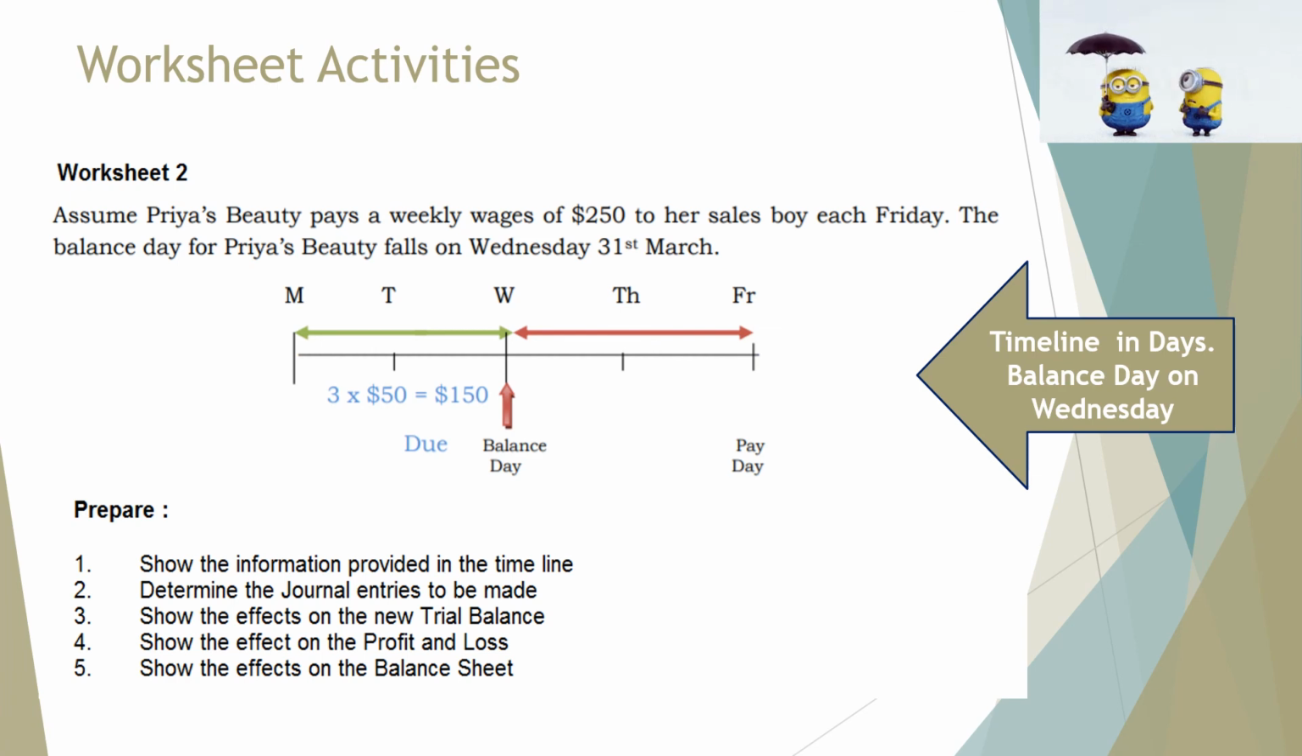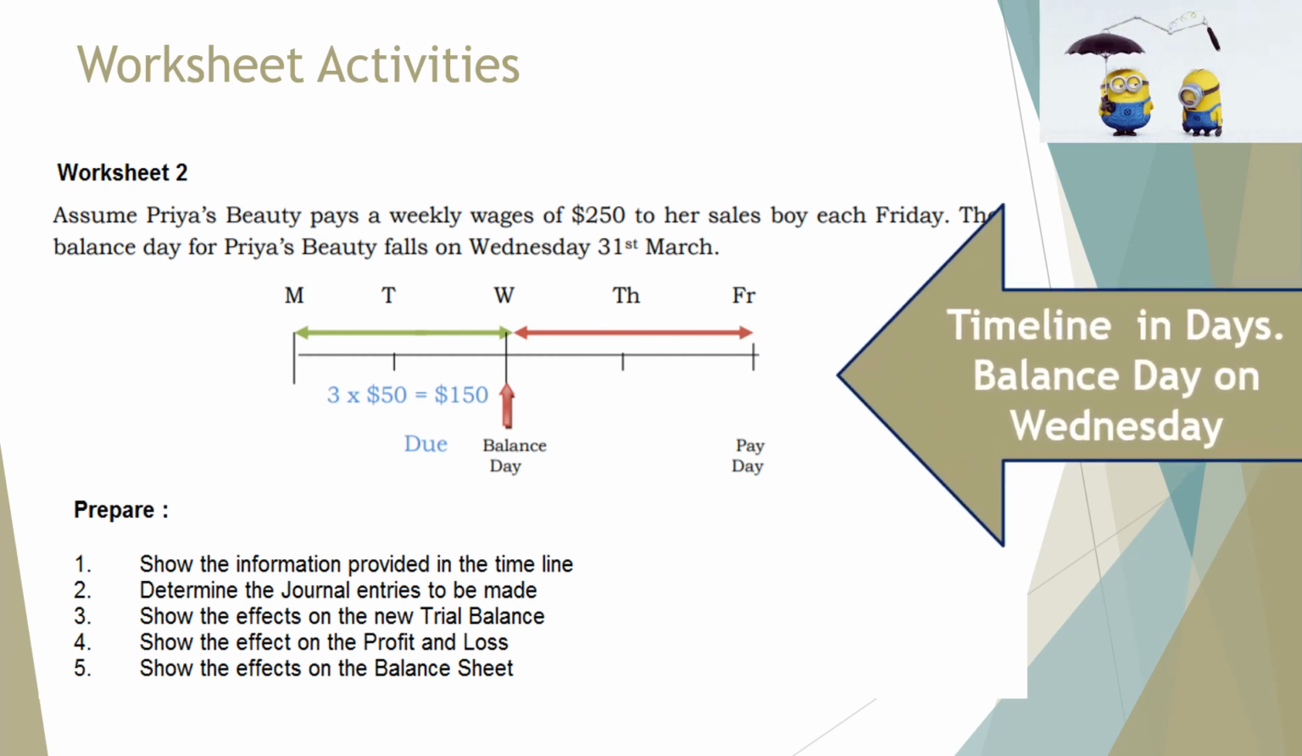So this timeline is based on days. Balance day is on Wednesday, but payday is on Friday. Wages due up to balance day on Wednesday is $150. So the two accounts affected will be wages and wages due. That on the timeline is already shown there. So number 1 is already done for you. You can do number 2, number 3, number 4, and number 5.